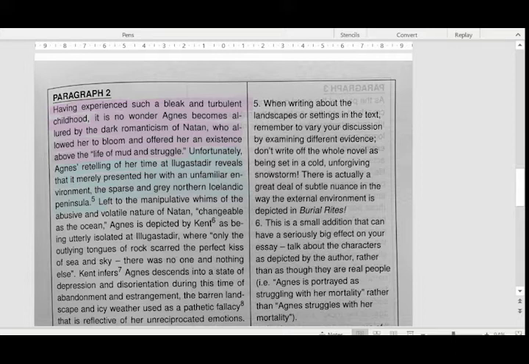Just as if you were writing a whole essay about Agnes, you would refer to her as more than just a convicted murderess. There's multiple ways that you can refer to her. So we are demonstrating our understanding of the whole text by using lots of different descriptions.